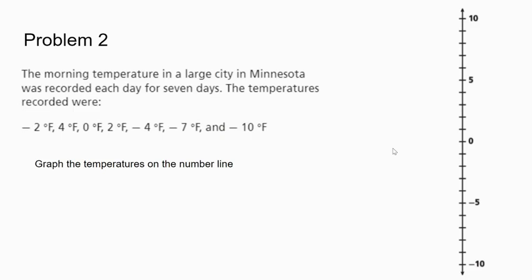Problem 2. The morning temperature in a large city in Minnesota was recorded each day for 7 days. The temperatures recorded were -2 degrees Fahrenheit, 4 degrees Fahrenheit, 0 degrees Fahrenheit, 2 degrees Fahrenheit, -4 degrees Fahrenheit, -7 degrees Fahrenheit, and -10 degrees Fahrenheit. Graph the temperatures on the number line.